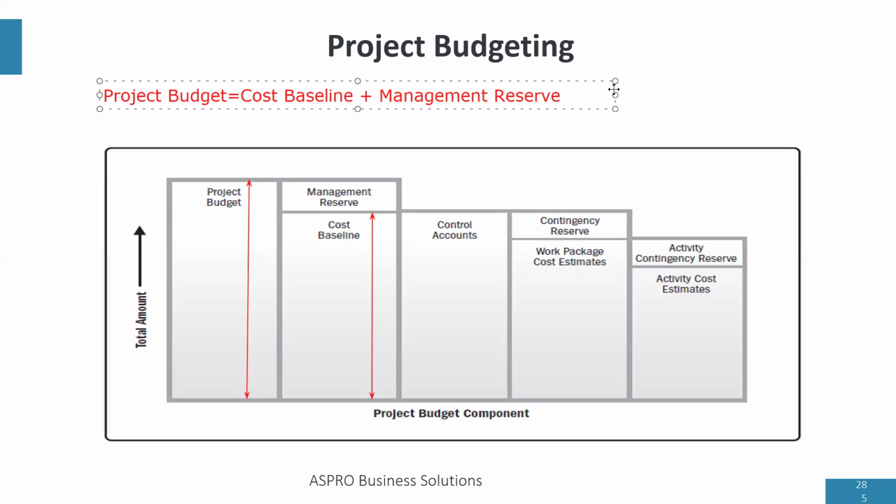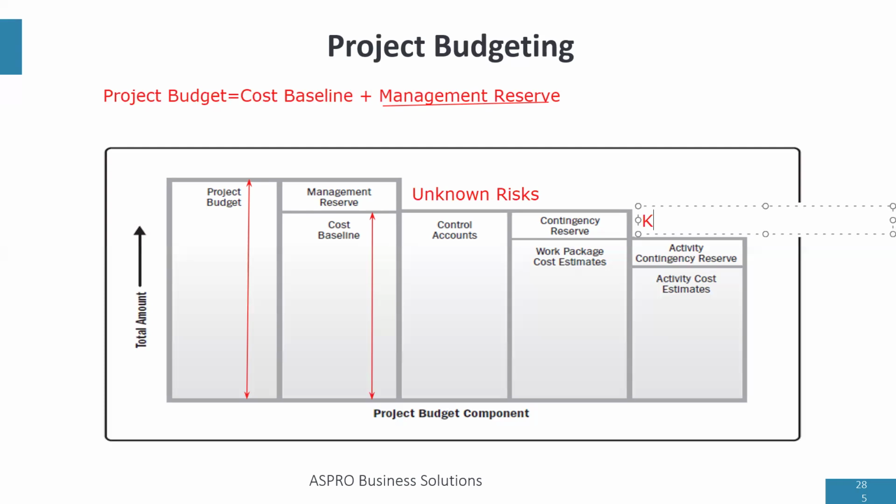Now, why is this important? That means that what the project manager doesn't have access to is management reserve, right? Because they have access to cost baseline. So why don't they have access to management reserve? The project manager doesn't have access to management reserve because management reserve is created for unknown risk, while contingency reserve is created for known risk, right?